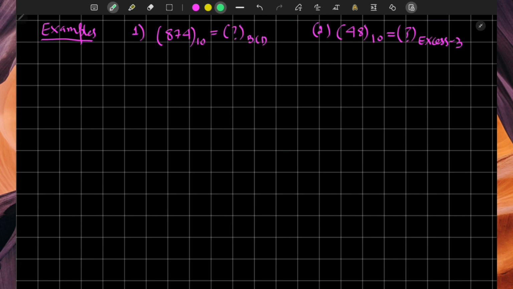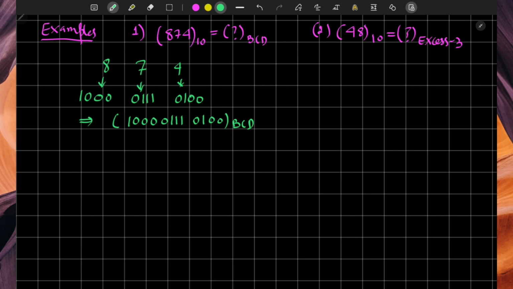Now let us practice some examples. In the first example, 874 in decimal is to be converted into BCD. So I may write here 8, 7 and 4. We have to write each in 4 bits. So 8 is equal to 1000, 7 is equal to 0111 and 4 is equal to 0100. So the BCD for 874 is equal to 1000 0111 0100. This is the BCD equivalent of 874.